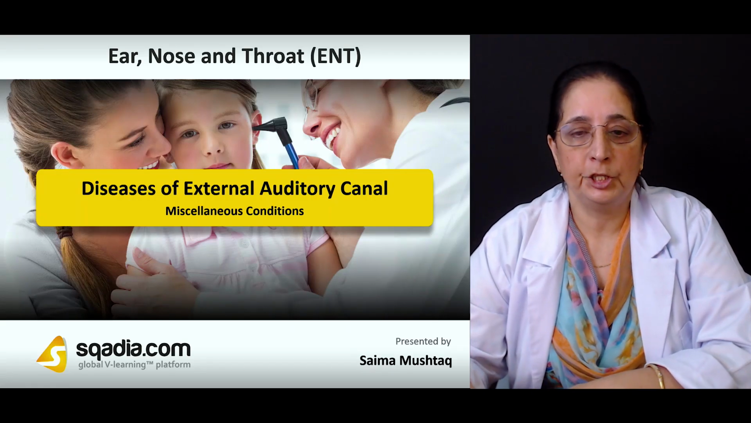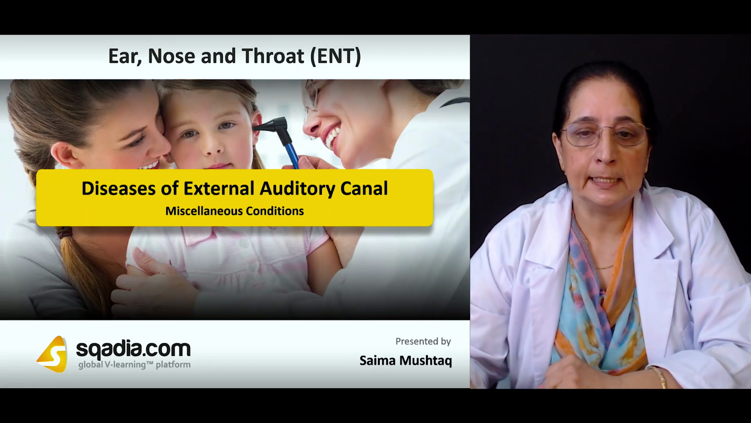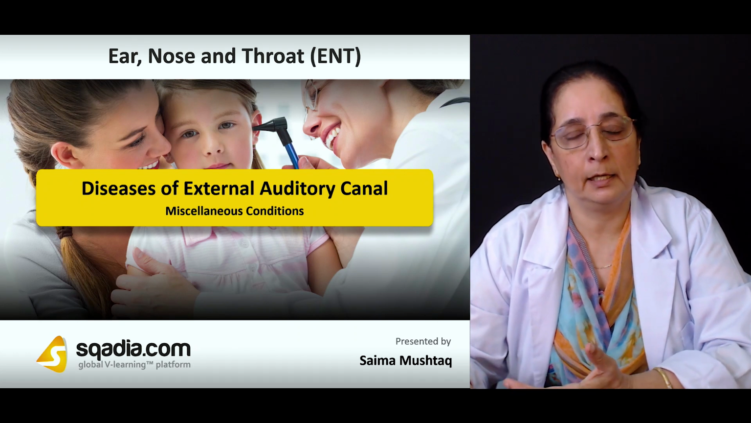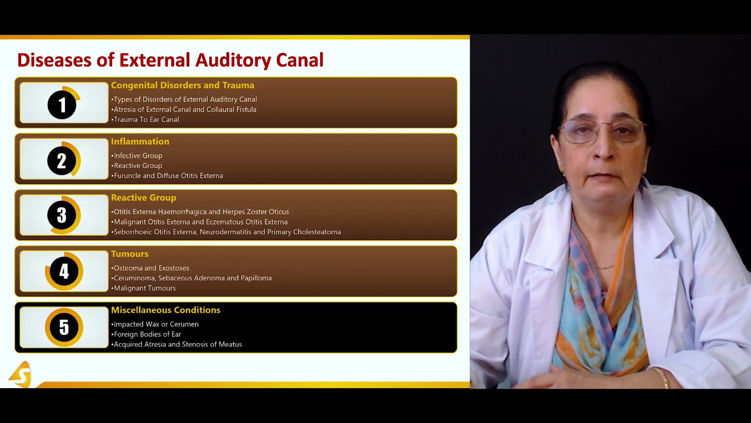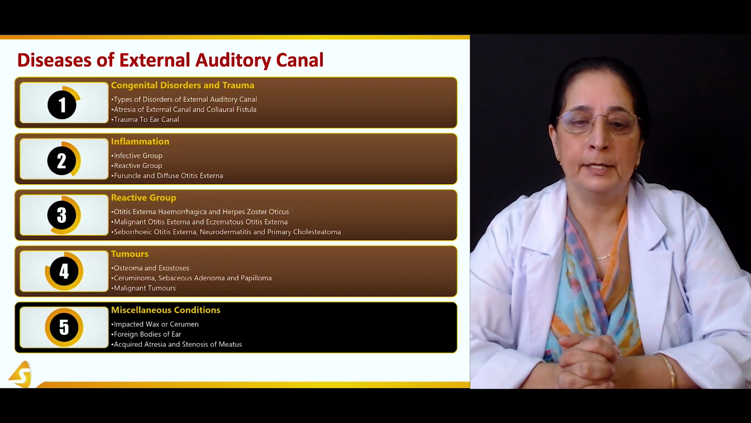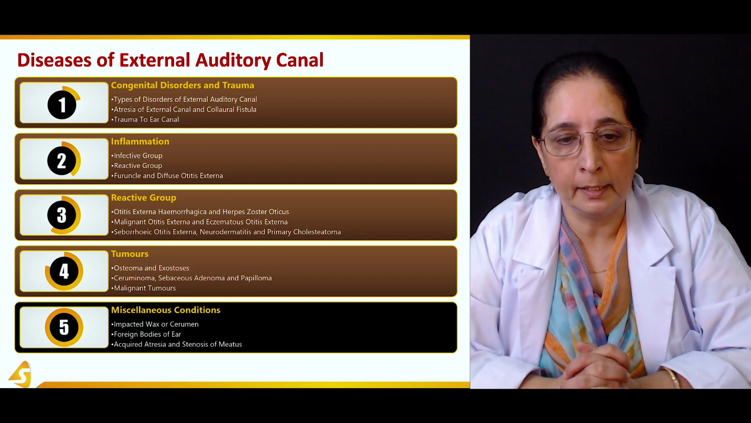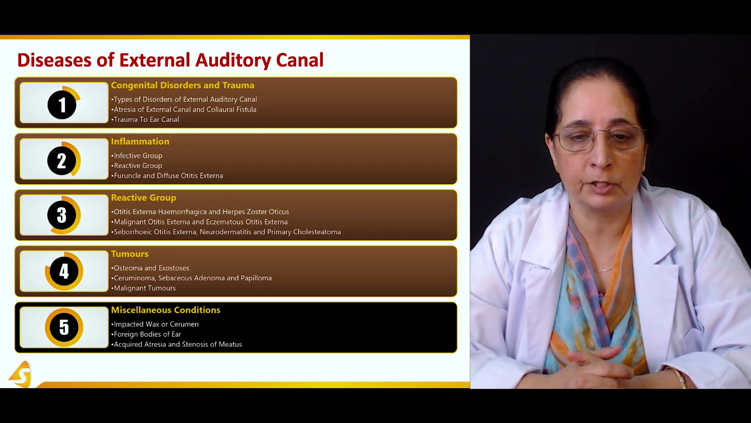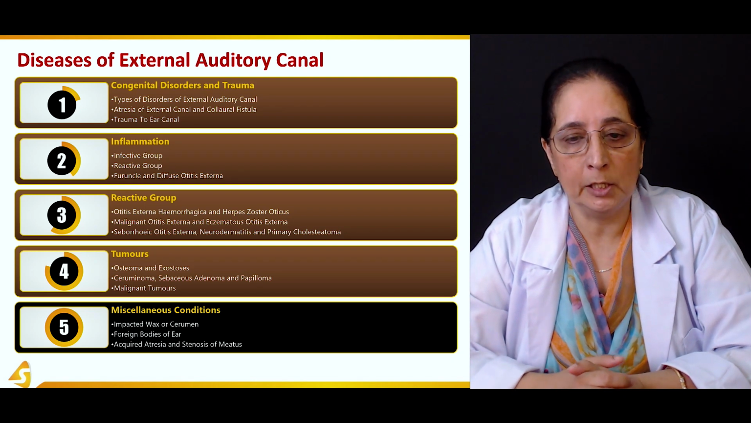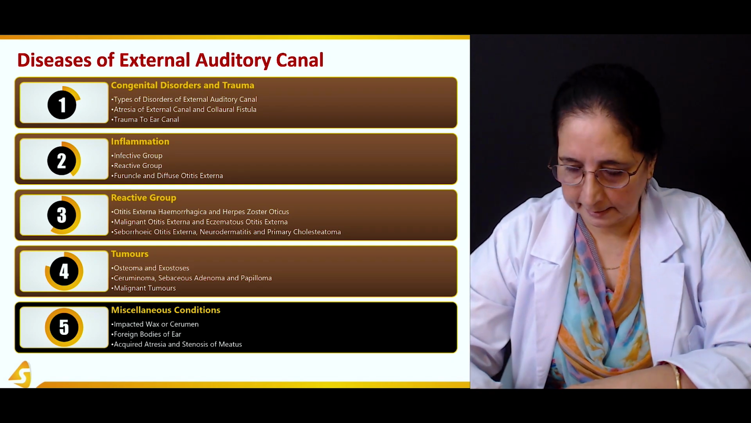Now in the fifth section, we will talk about some miscellaneous conditions that affect the external auditory canal. In this, we will talk about the impacted wax or cerumen, foreign bodies of the ear, and acquired atresia and stenosis of the meatus.